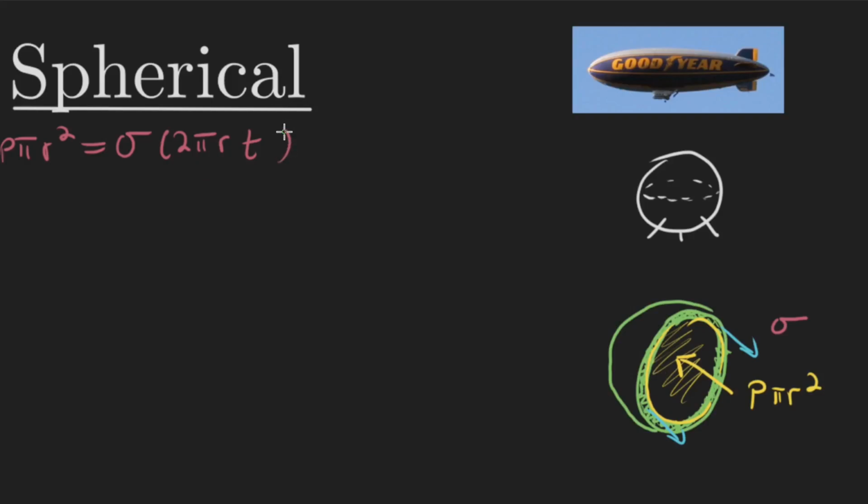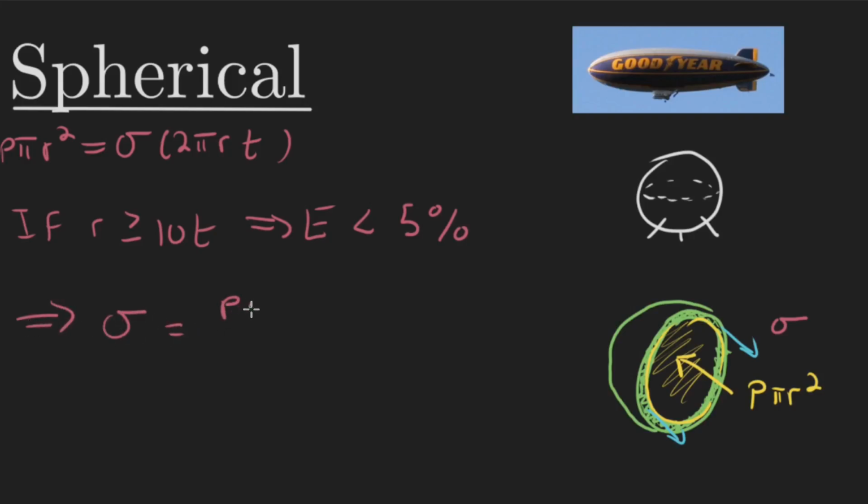And I think what they say specifically is that if r is greater than or equal to 10 times the thickness, then the error is less than 5%, which is usually good enough, especially if you have a factor of safety, right? So we can go ahead and solve for sigma. We get that sigma is equal to P times R over 2T. Our pi's cancel, one of the R's goes away. And because we're looking at a little segment on the outside here, the pressure is going to be the same in all directions, right?